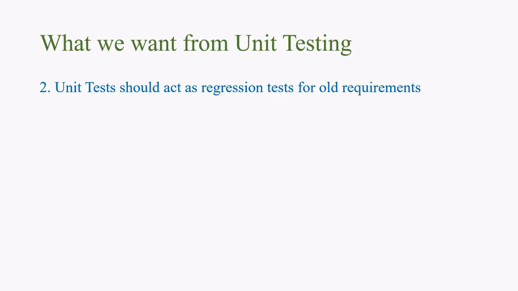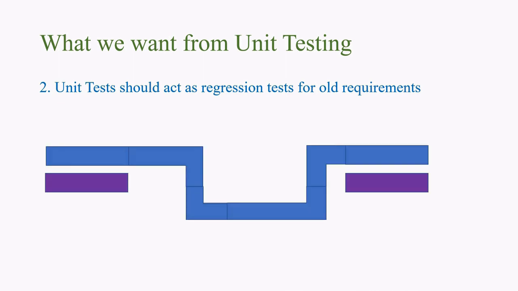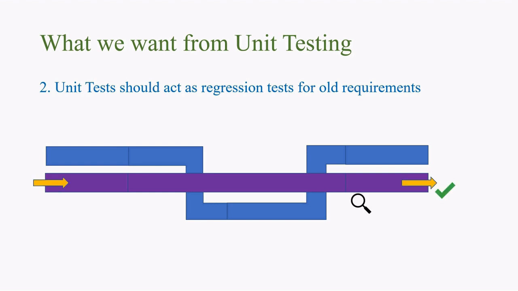Unit tests should act as regression tests for old requirements. Suppose we get a requirement to connect the purple lines and we connect it this way. The unit test for that should pass, indicating it's connected, whereas the old unit test should fail, indicating we have broken an old requirement. This benefit provided by unit tests is one of the biggest benefits.